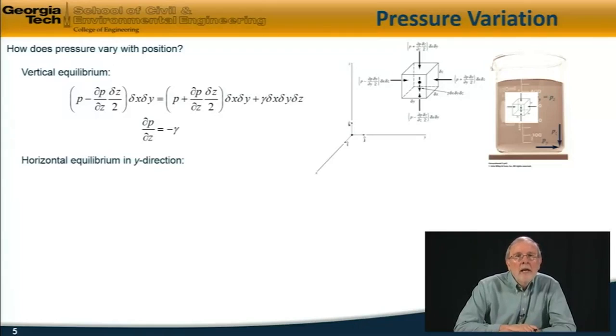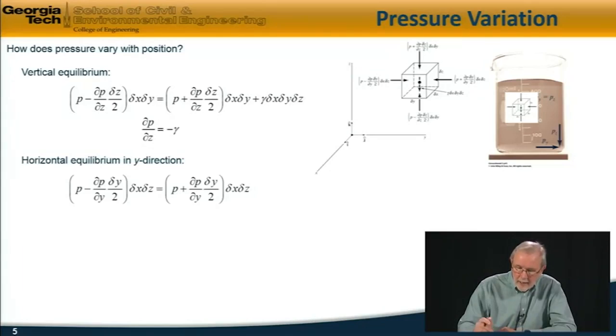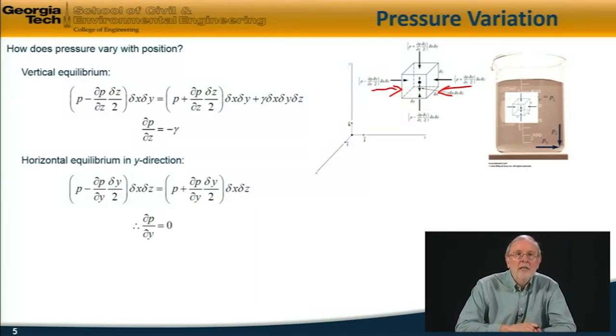Next, I'll apply equilibrium in the y direction. In this case, the pressure forces pushing in this direction are balanced by and equal to the pressure forces pushing in this direction. So we have this equation, P minus dP/dy times delta y over 2, etc. And calculating through there, we get partial dP by dy is equal to 0.